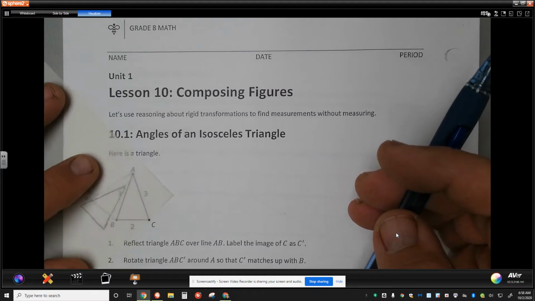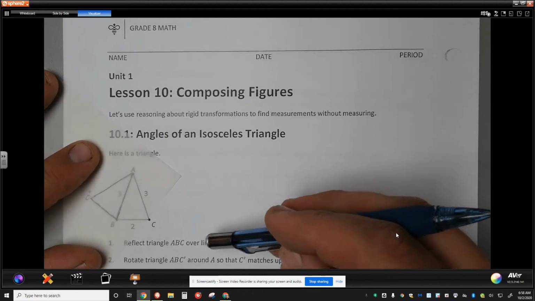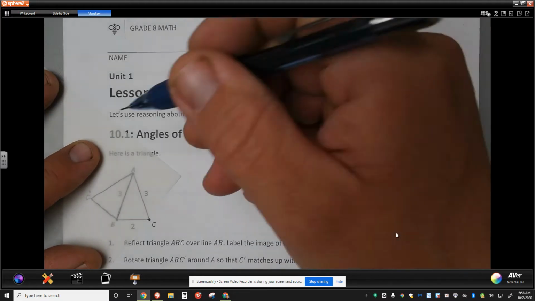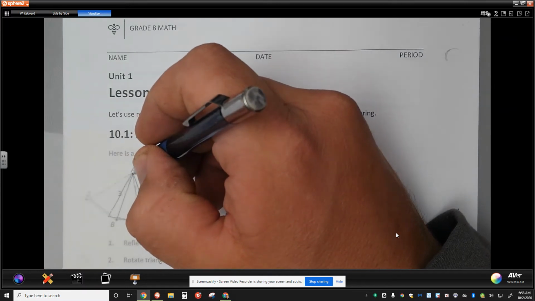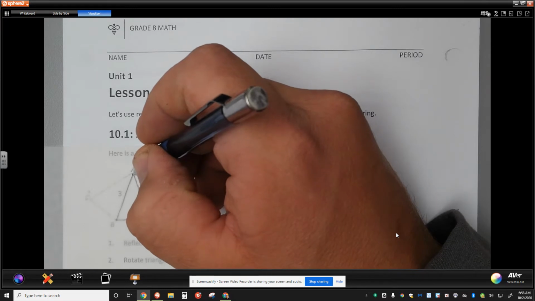From there, I'm going to rotate triangle ABC prime around A so that C prime matches up with B. And what we see is that under that rotation, we bring it right back to here, and we see that these two triangles are exactly the same.